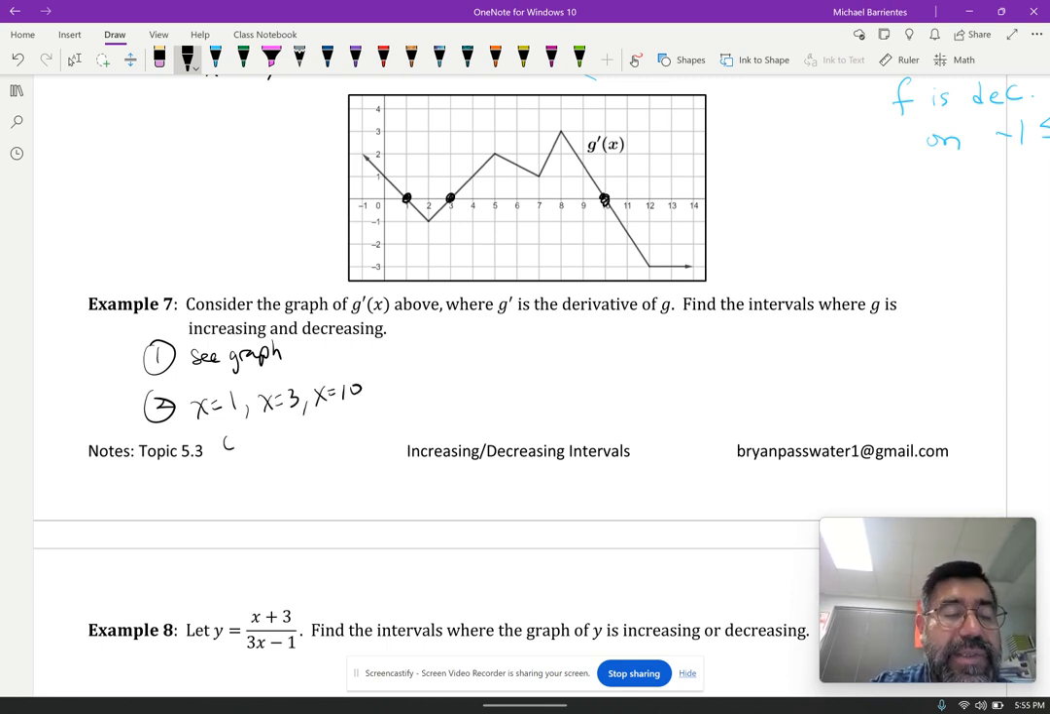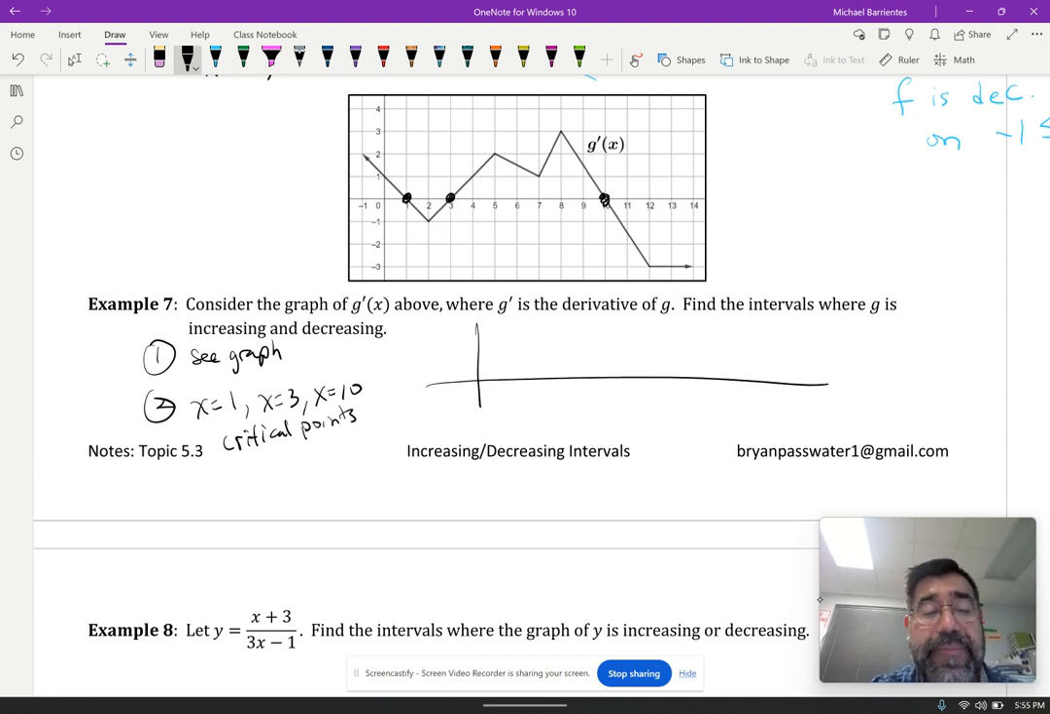And I'm going to label them as such. My critical points are those. Great. I can start making my sign chart. There's a critical point at 1, critical point at 3, critical point at 10. These are all x values. Why are they special? Because the derivative is equal to 0 at all of those. So now, think. Pick a point on the left side of 1, like 0. At 0, this derivative graph is positive, but I could have chosen anything else on that side. So then that means they're all positive.